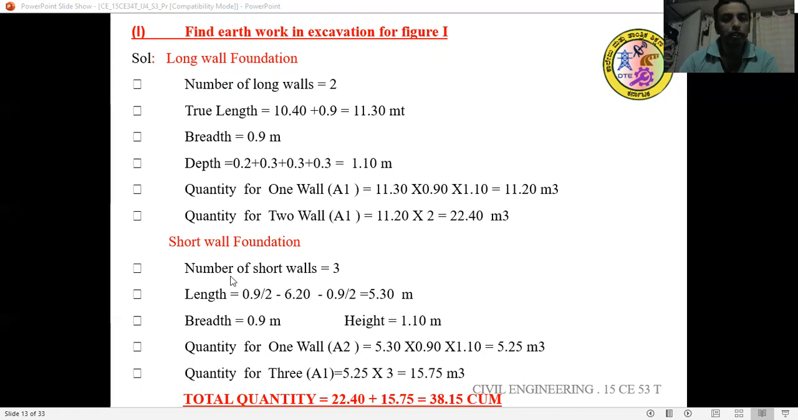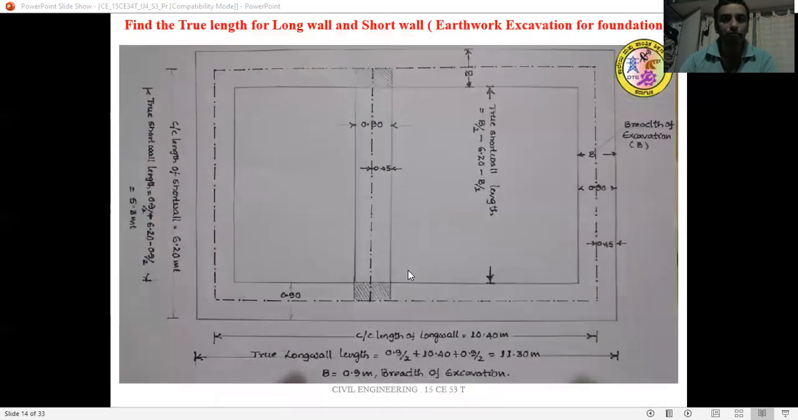But in this figure, there are three short walls given. Quantity of three short walls, you will get 15.75. That means 5.25 multiplied by 3 is equal to 15.75. The total quantity of excavation is found by adding both the long wall quantity as well as the short wall quantity, that is 22.4 plus 15.75. You will get 38.15 cubic meter. This is the calculation for finding the earthwork excavation for both long wall as well as short wall.